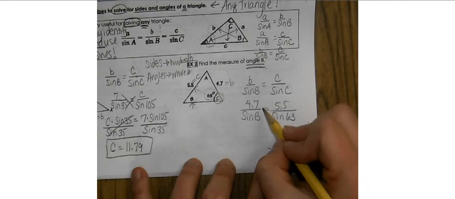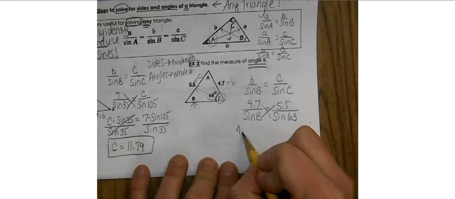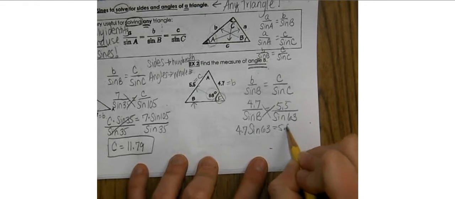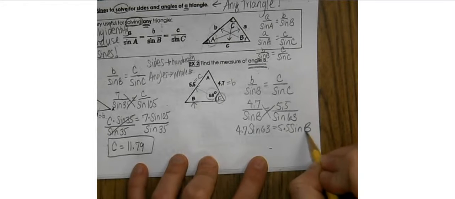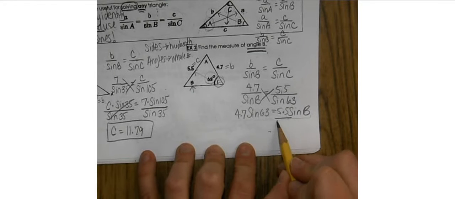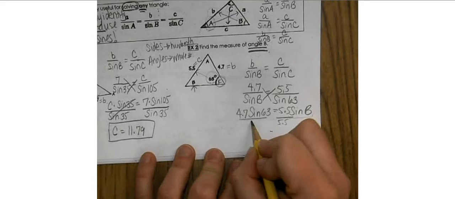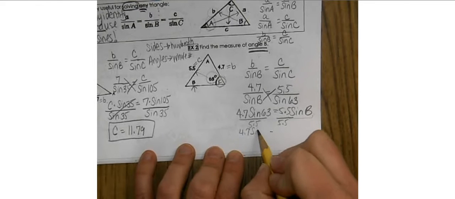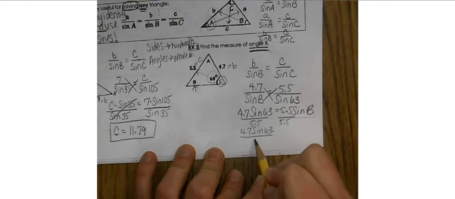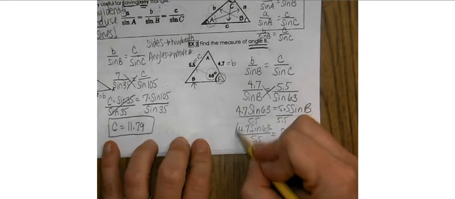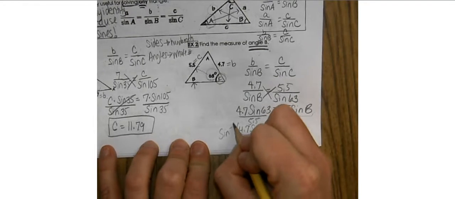At this point, I'm going to do cross product, and I end up with 4.7 times the sine of 63 is equal to 5.5 times the sine of angle B. I need to get the sine of angle B alone, so I'm going to divide both sides by 5.5. And now I end up with 4.7 times the sine of 63, all over 5.5, is equal to the sine of angle B. Now, in order to undo sine next to B, we have to use sine inverse. So I'm going to take the sine inverse of both sides.